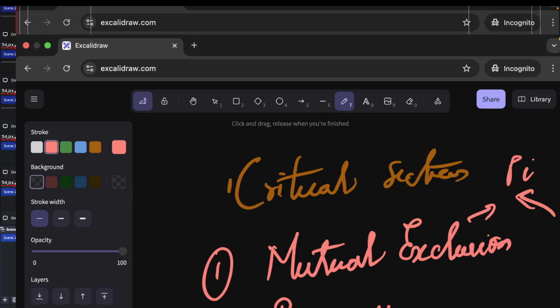So now there is one more. This is kind of avoiding starvation, right? So what if that other process never gets a chance to execute? What if this keeps on executing itself?